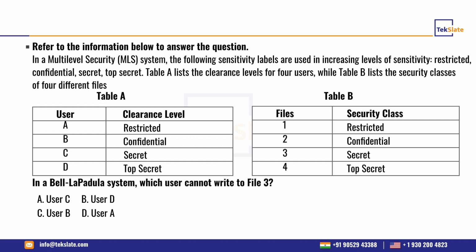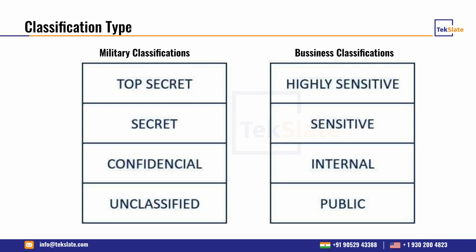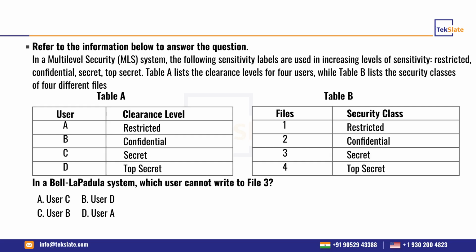Actually, it uses secret, top secret, and all. So it is general understanding that top secret is the higher one, then secret, confidential, and unclassified. So this is how we can connect the dots and solve the questions according to principles, right?